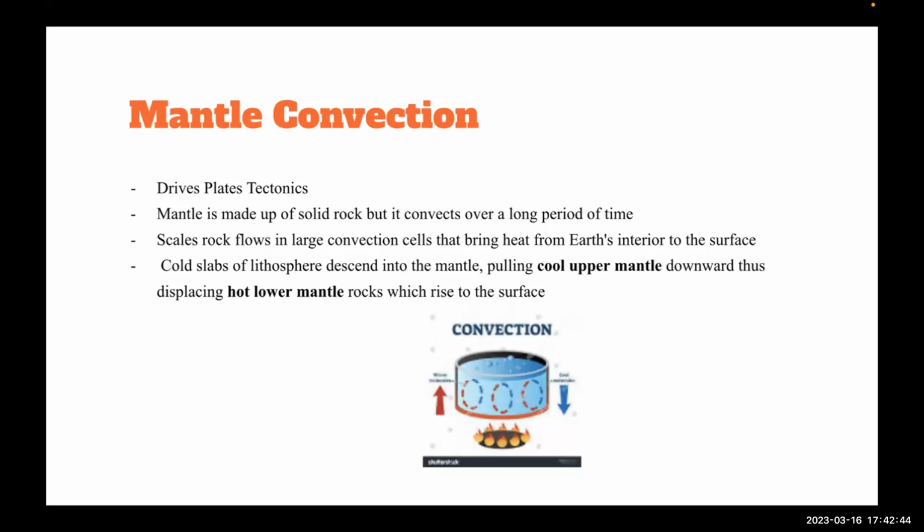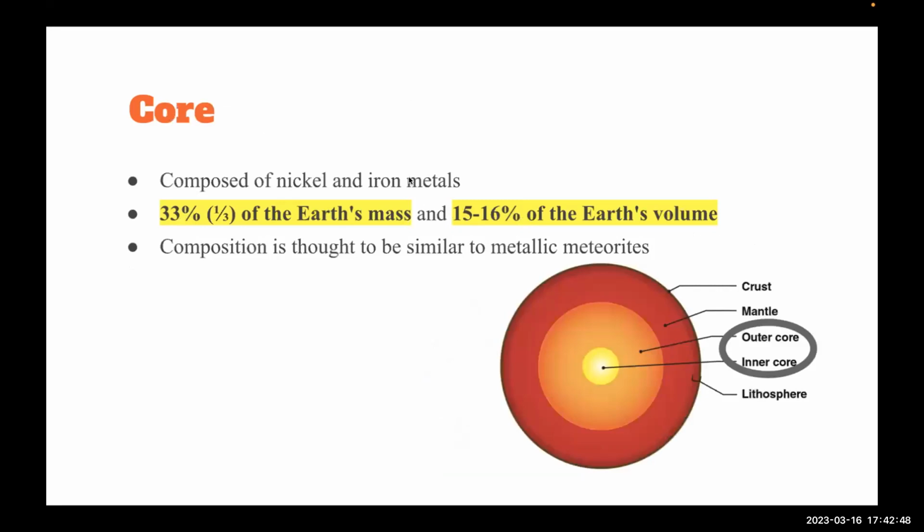Now the core: there's actually two, the outer core and the inner core. It's composed of high iron and nickel. It's about 33% of the Earth's mass. So that kind of shows, right? If 2/3 of the Earth's mass is the mantle and 1/3 is the core, then what's left for the crust? Barely nothing. The crust is very, very thin compared to the rest of the Earth.